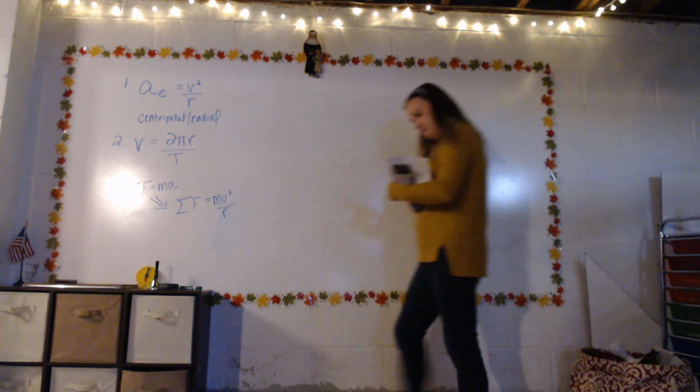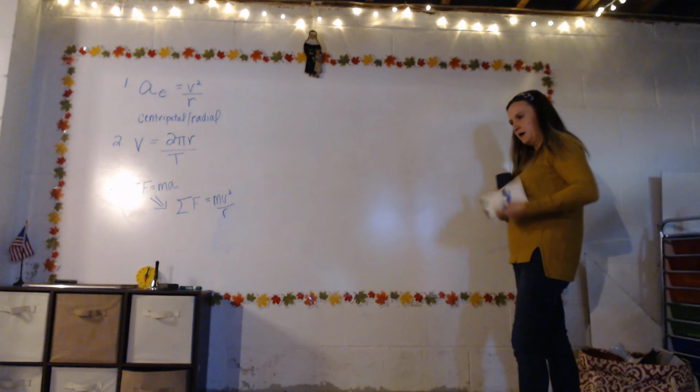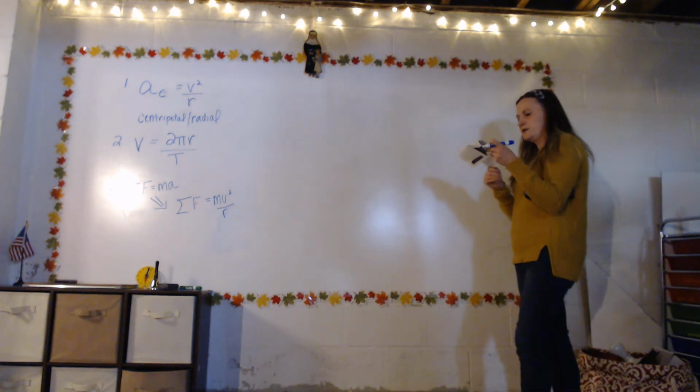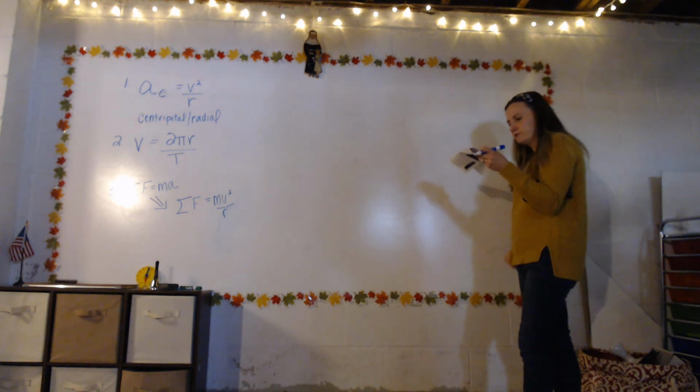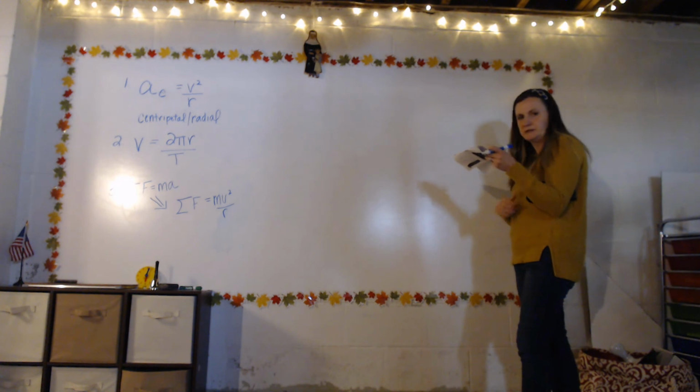All right, the final problem. A horizontal force of 280 newtons is exerted on a 2-kilogram discus as it is rotated uniformly in a horizontal circle of radius 1 meter. Calculate the speed of the discus. Okay, that was like a mouthful.